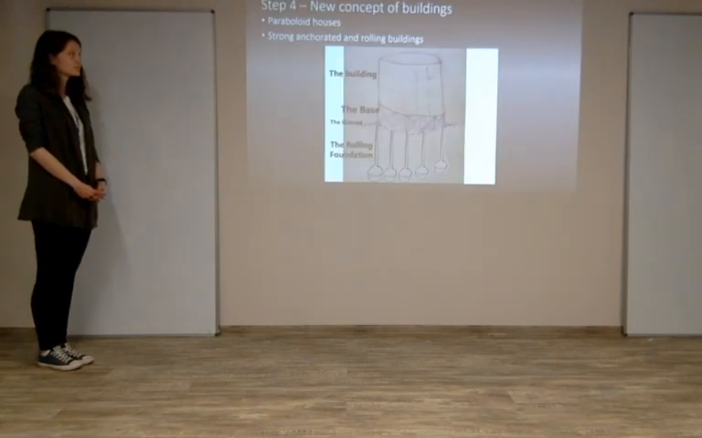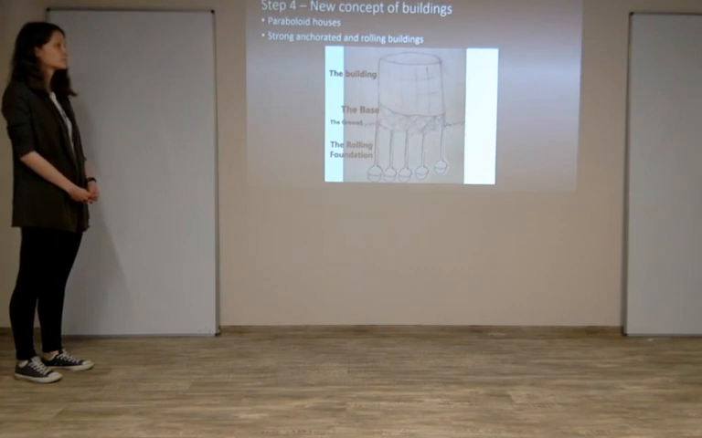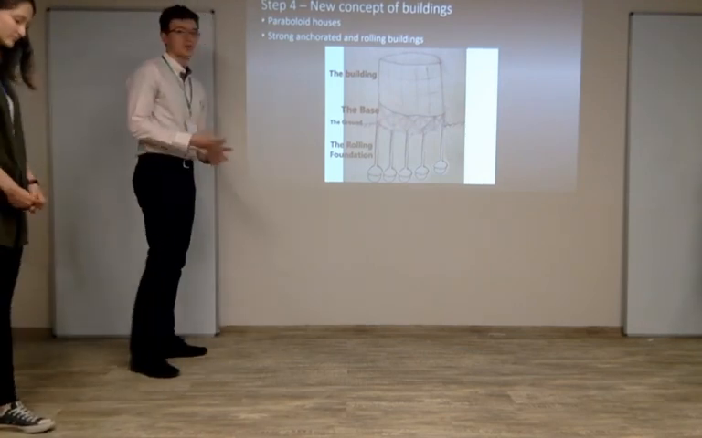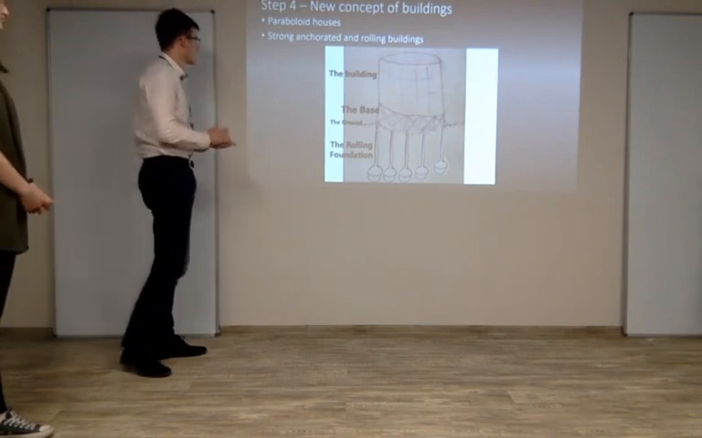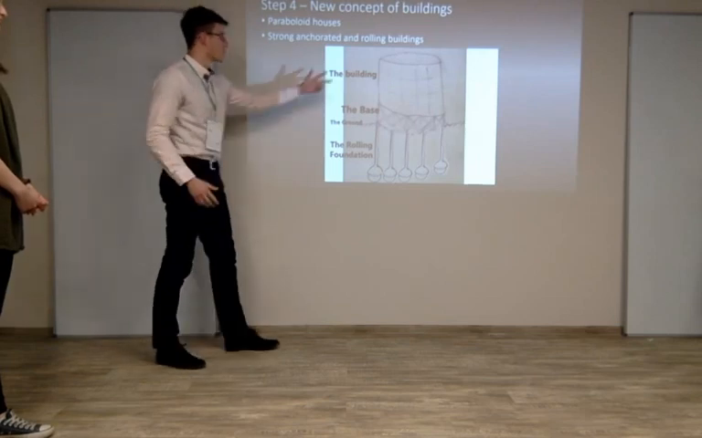Alright, the next one is the new concept of buildings for new buildings. Georgia? We have the paraboloid houses, which we discussed earlier, and also strong anchor and rolling buildings. Here we have the building.